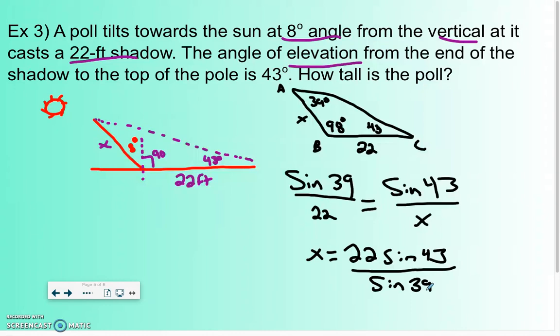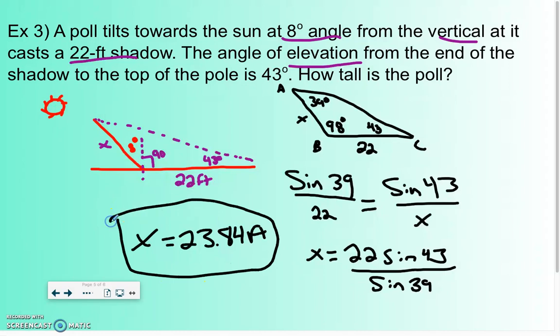Since this is a story problem, I want you guys to get the exact value. So we're going to take 22 sine of 43 divided by sine of 39, and you get x, which is equal to 23.84 feet. That's how tall the pole would then be, with an angle of elevation of 43 degrees and being tilted at an 8-degree angle from vertical. Obviously, if we increase the angle, that distance is going to decrease a little bit, because that will affect the angle at the far end.